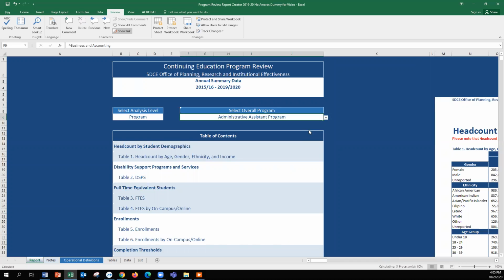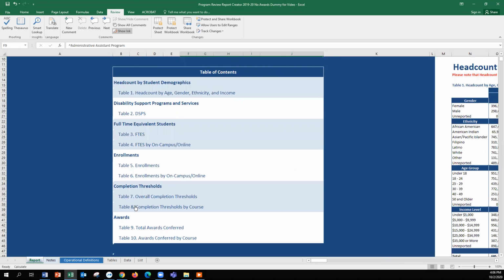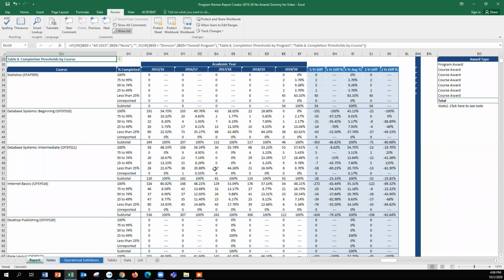So I have to wait for the file to load. Once the file loaded, she goes back to completion thresholds, and now she's going to go to completion thresholds by course because she wants to see her class. And then she sees that her class is brand new, so no numbers before 2019. However, her numbers are very low for completion thresholds.